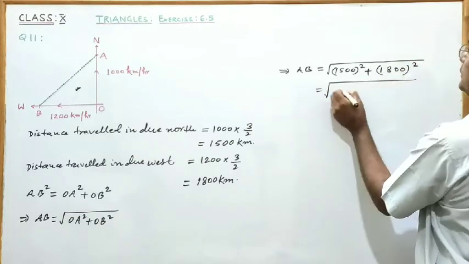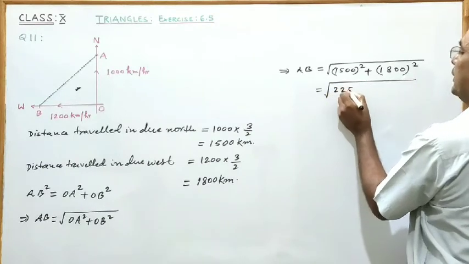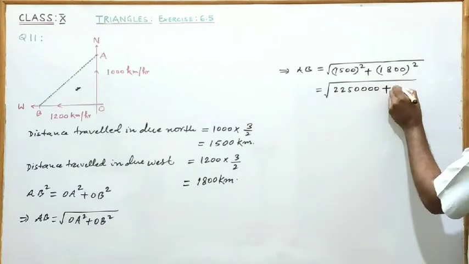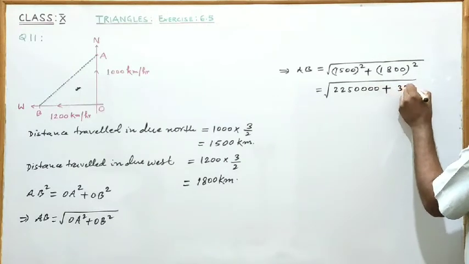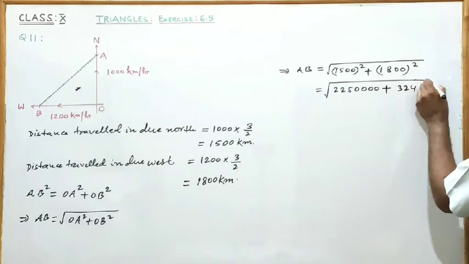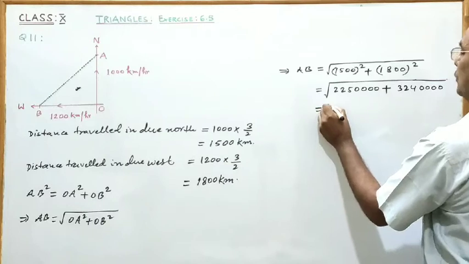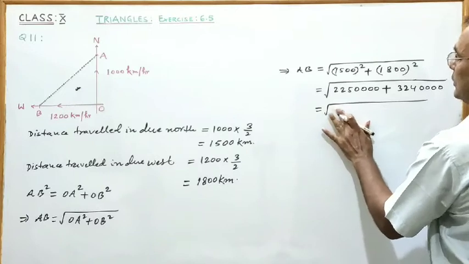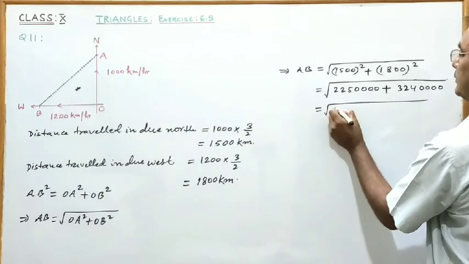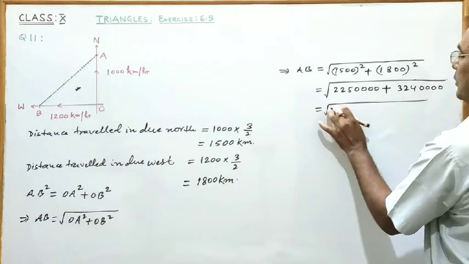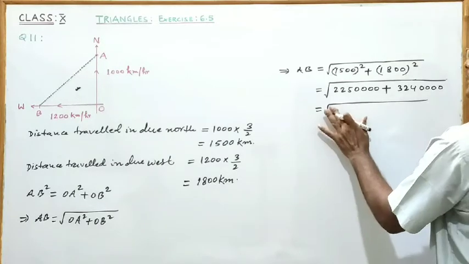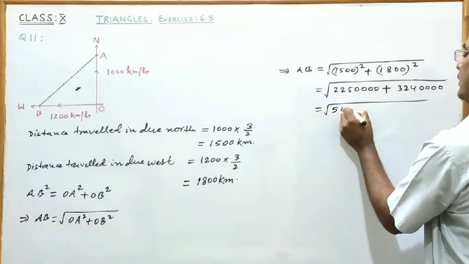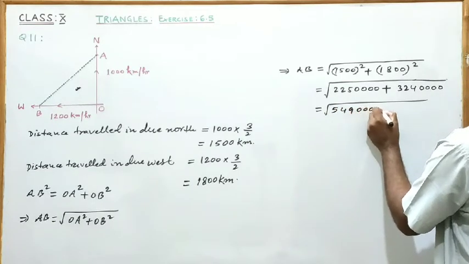This is equal to 225 followed by 4 zeros plus 324 followed by 4 zeros, which is under root 549 followed by 4 zeros.